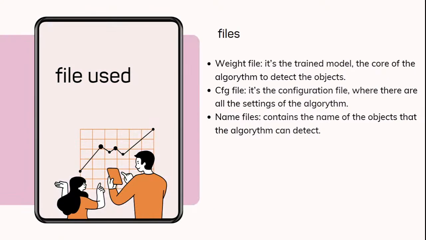Looking at the workflow, it is a pre-trained model. You can download the weight file, known as the YOLO weights file. For internship users, we will provide it directly, and for others you can download it from the internet, available on GitHub and a lot of other open sources. The weight file is the trained model, the core of the algorithm that detects the objects. We also have a configuration file, the CFG file, which has all the settings of the algorithm, and then a names file, which contains the names of the objects that the algorithm can detect.